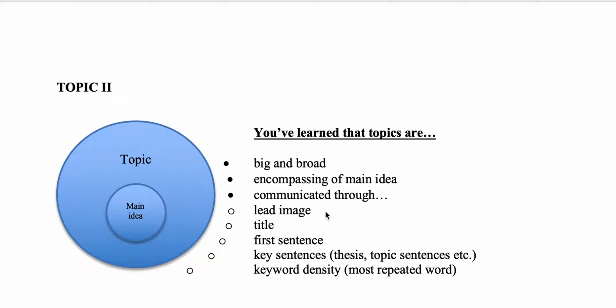It might be in the first picture that people see. It's hopefully in the title. Good to put it in the very first sentence, maybe even the very first word. But also important sentences, right? The thesis, topic sentences, and throughout the text, woven into many sentences, and ultimately the most repeated word.